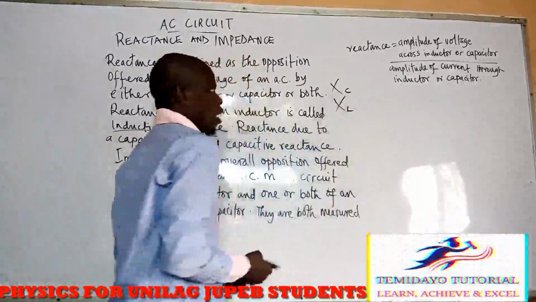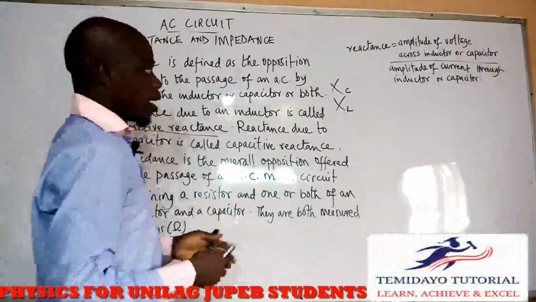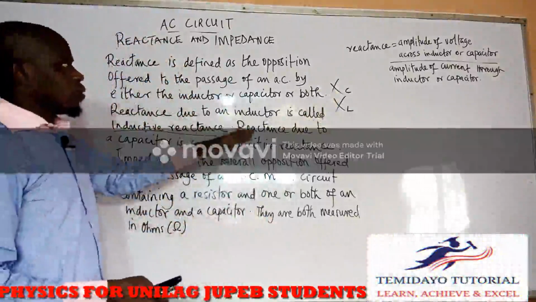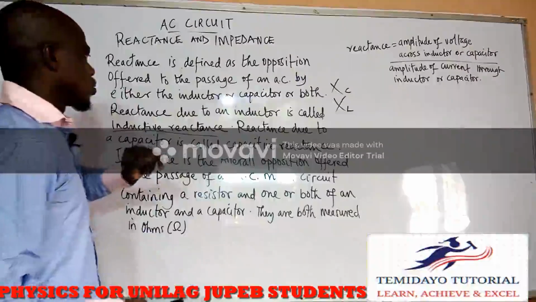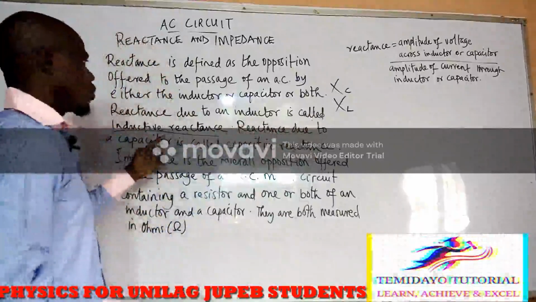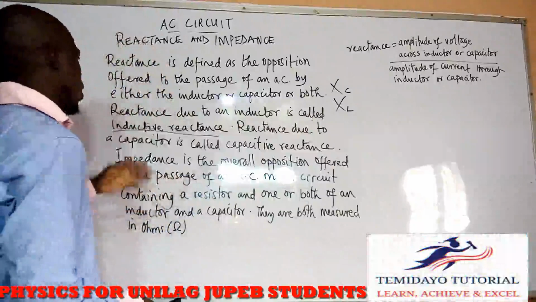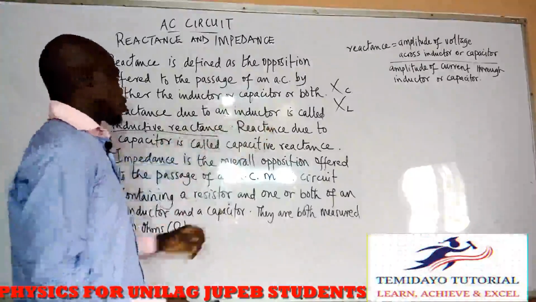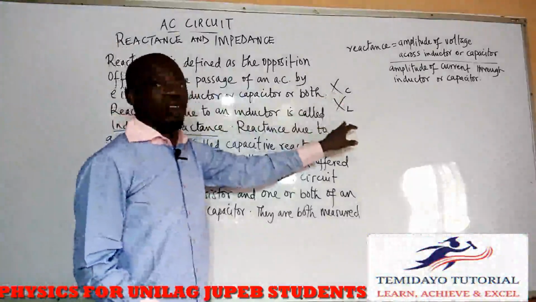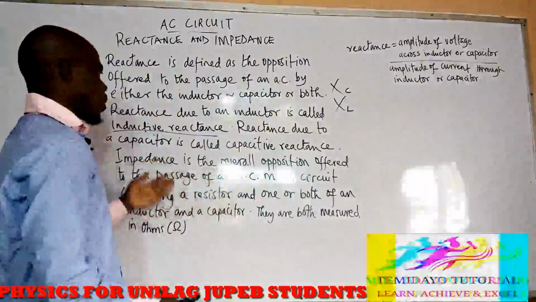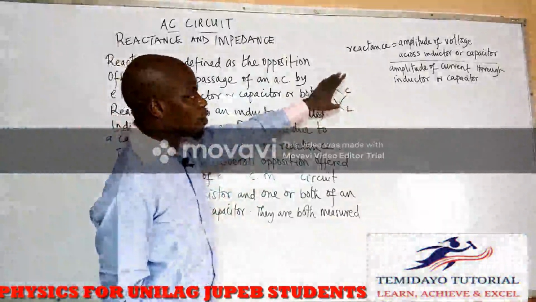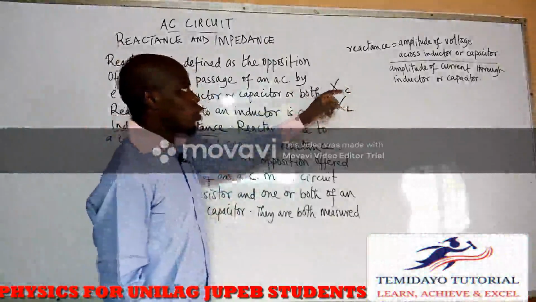Now, when the opposition is offered by the capacitor, it is called capacitive reactance. And when it is offered by an inductor, it is called inductive reactance. Just like what we have here. Reactance due to an inductor is called inductive reactance, represented as XL, while reactance due to the capacitor is called capacitive reactance, that is XC. We are going to make use of all these things and this symbol when we are doing our calculation.